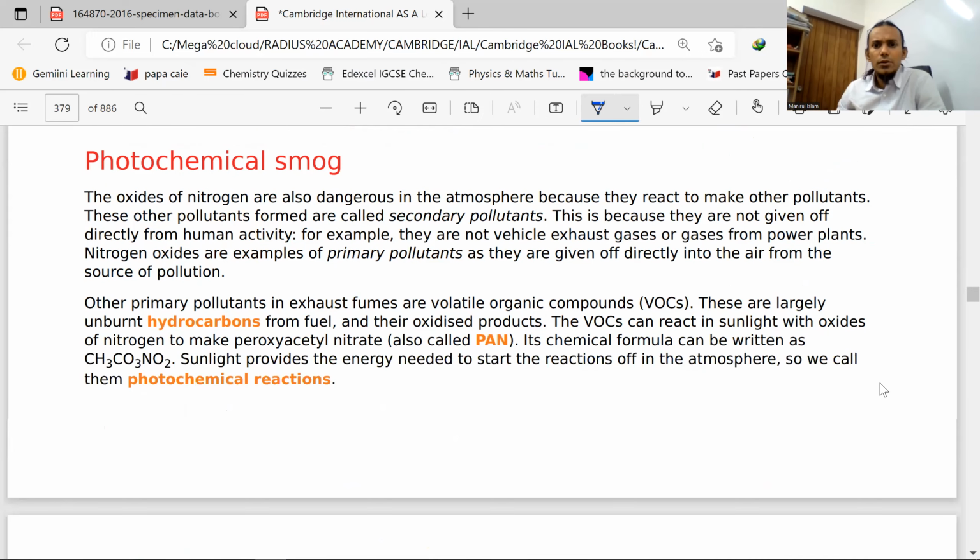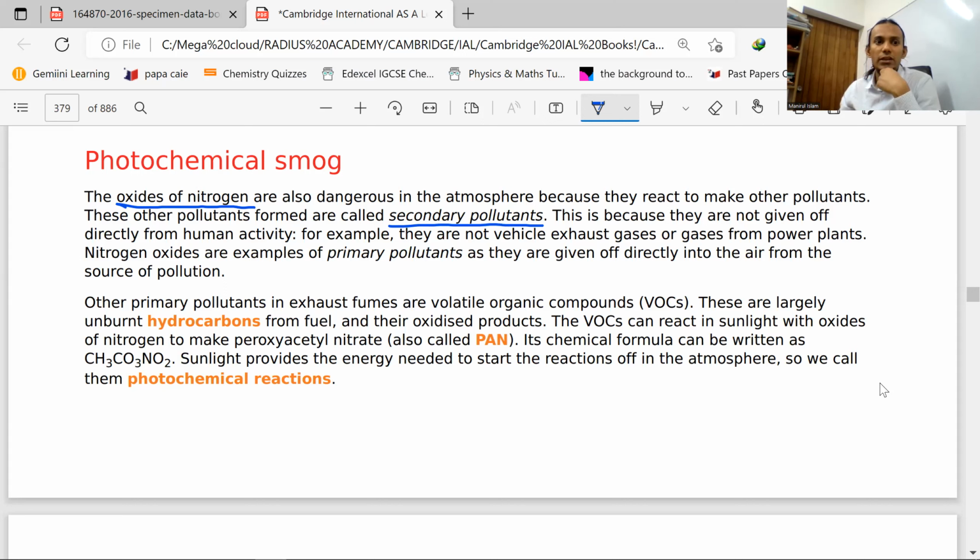Photochemical smog, what is this? The oxides of nitrogen are also dangerous in the atmosphere because they react to make other pollutants. Oxides of nitrogen, see, they work as a catalyst, they trigger things everywhere. These other pollutants formed are called secondary pollutants. That means oxides of nitrogen is the primary pollutant, and what they trigger are the secondary pollutants.